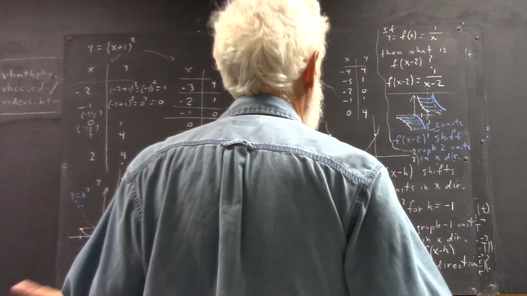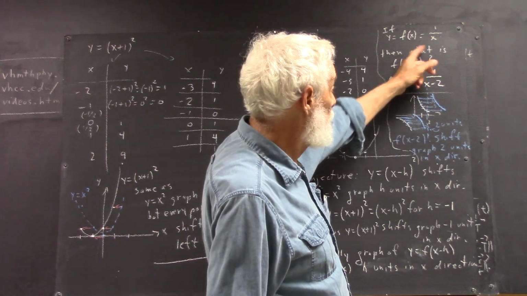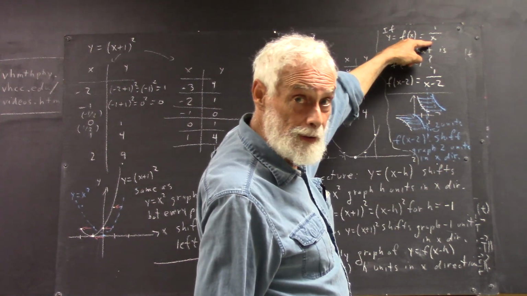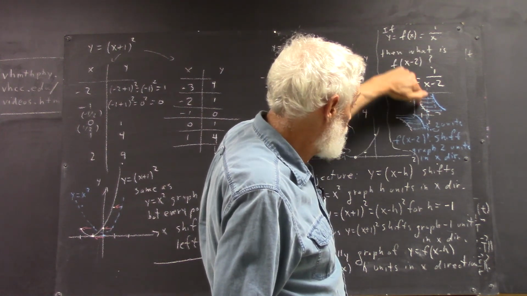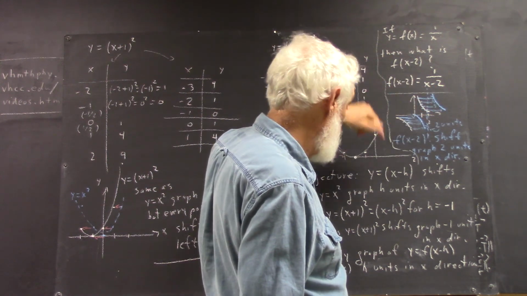Okay, now, let's say that instead of y equals x squared, f of x equals x squared, we have f of x equals 1 over x. Now we know that the 1 over x function has a graph like the white curve here, with the asymptotes at the y-axis and the x-axis, here and here.